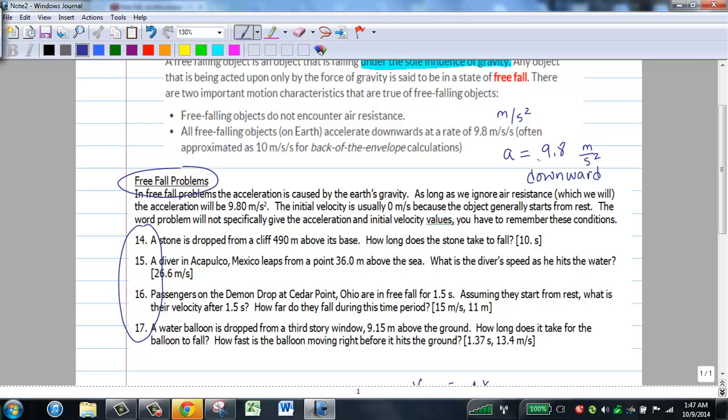So when we say the acceleration is downward, that can be a little confusing because it doesn't actually mean the motion is downward. Acceleration always has the same direction as force. The force of gravity is downward, so acceleration is also downward. But that doesn't mean the object has to be moving downward. If it's moving downward, it speeds up. If it's moving upward, it slows down.